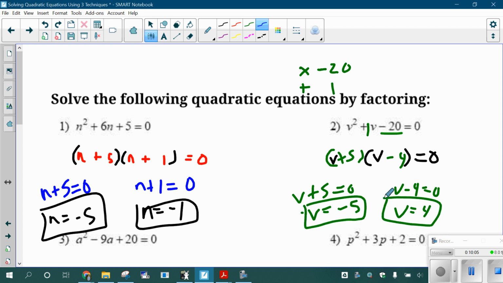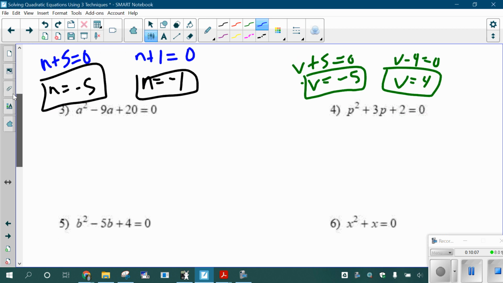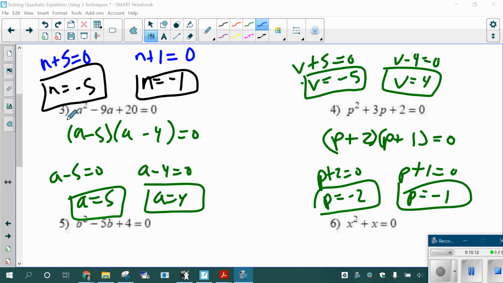Okay. Take a second to try just do 3 and 4 real quick. Okay, so for this number 3 here, you should have said what multiplies to 20 and adds to negative 9. If it multiplies to 20, adds to a negative, then both numbers must be negative since they multiply to positive and add to a negative. Those numbers were negative 5 and negative 4. For number 4, two numbers that multiply to 2 and add to 3, 2 and 1 multiply to 2 and add to 3, so your answer should have been negative 2 and negative 1. Don't forget that you got to flip them after you factor to get the actual answers.